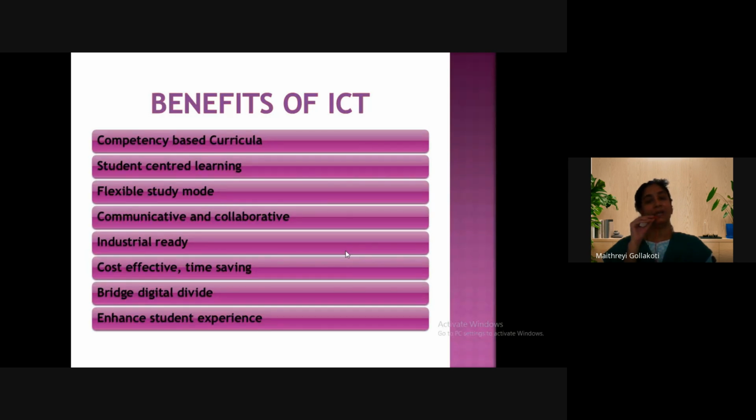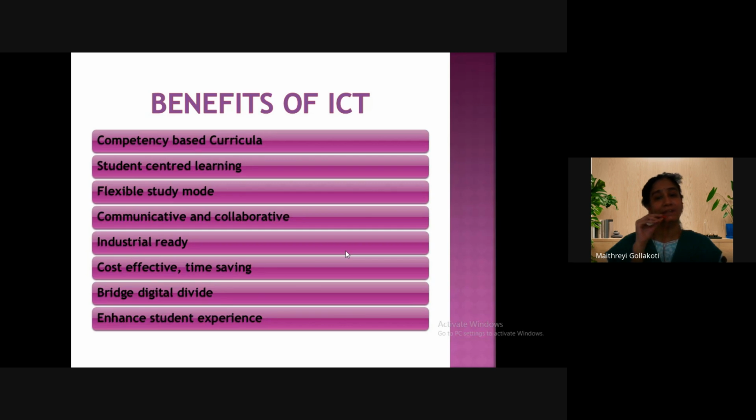Benefits of ICT. What are the different benefits of having ICT tools? The first one is competency-based curricula. Previously in education, the concentration was on obtaining a degree. Depending on the degree, people used to get jobs. But now, people are looking for skills more than degree. They want degree, I don't deny that. But people are looking for skills. They want people with different skills, different competencies. So that is why even the curriculum should teach students different skills.